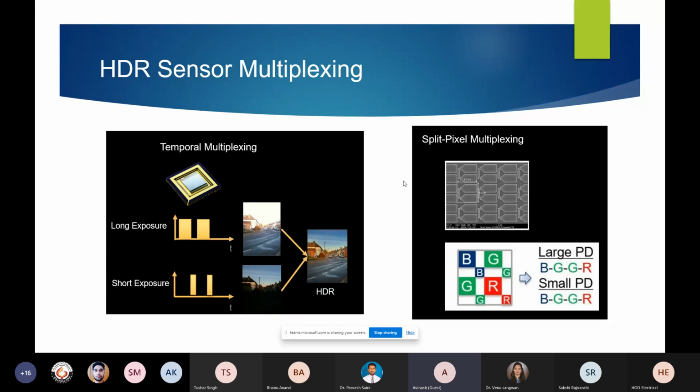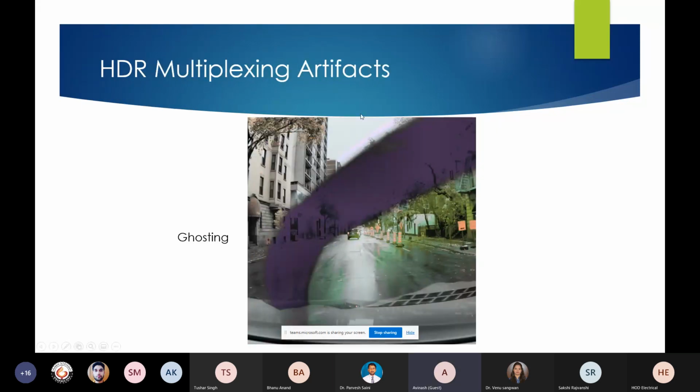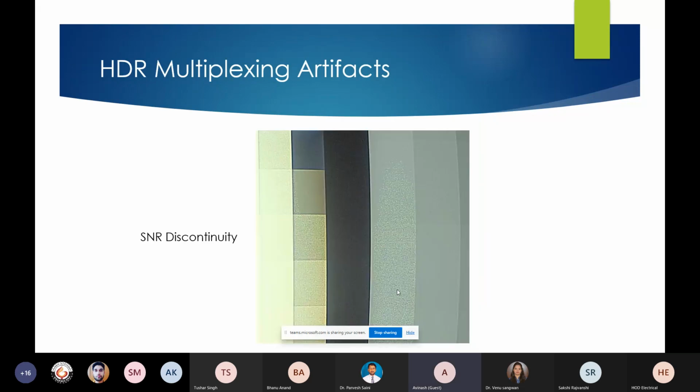But some of the artifacts that these two methods can introduce in the camera system would be ghosting. This happens when we are merging multiple images captured at different times. You can imagine if the car is moving very fast, there can be a lag between those two captures, which will introduce such artifacts. The other artifact it can introduce is SNR discontinuity. If you look here, this region is coming from high exposure data, and this region is coming from low exposure data. Same here. Removing this is also challenging and one of the tasks of the ISP itself.